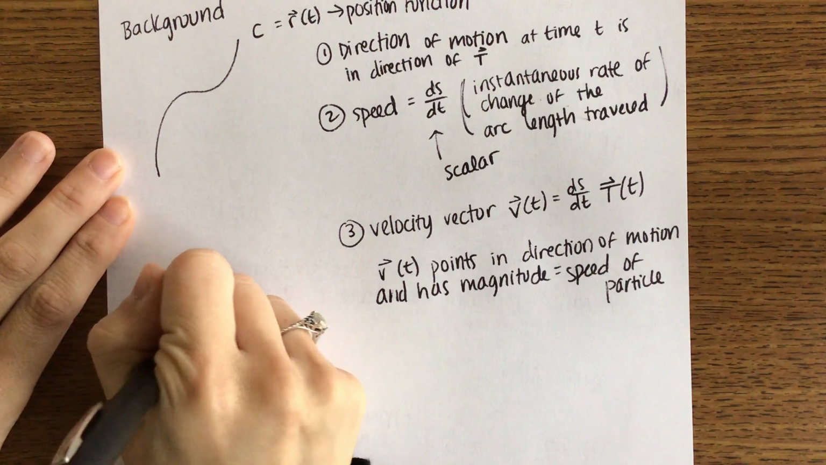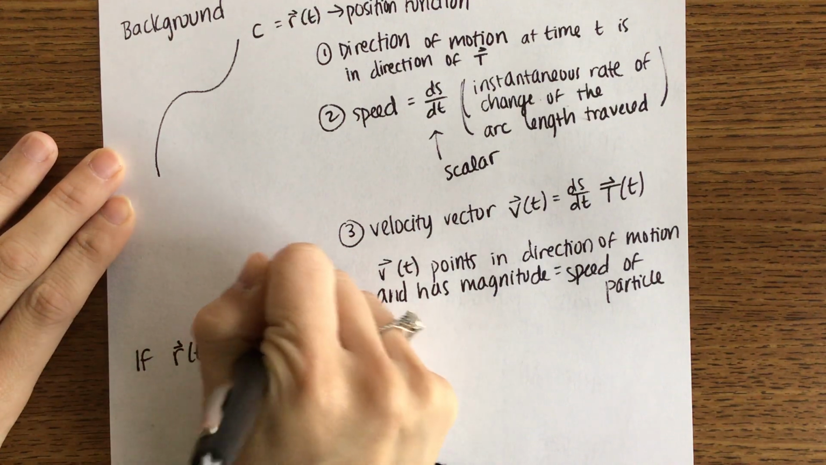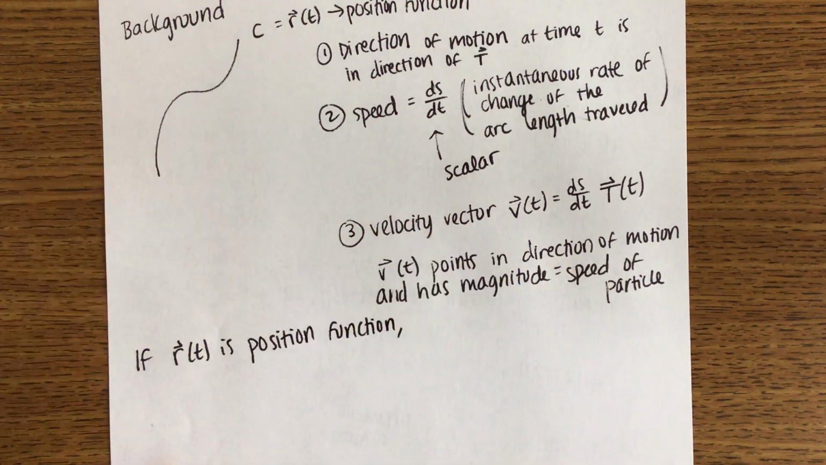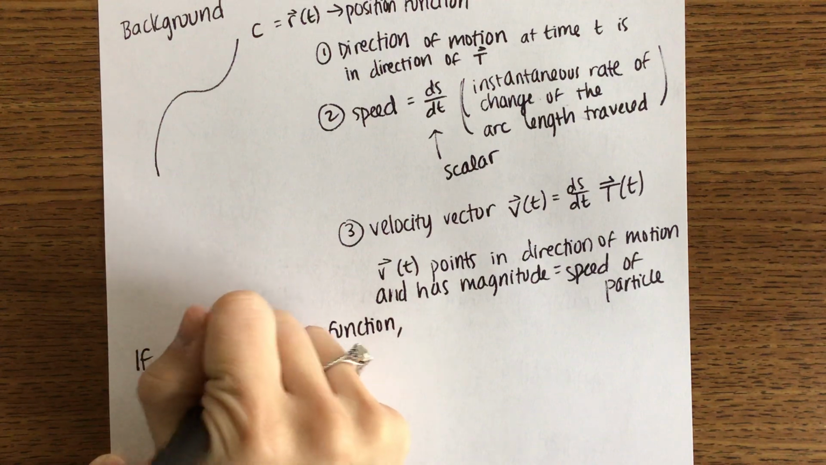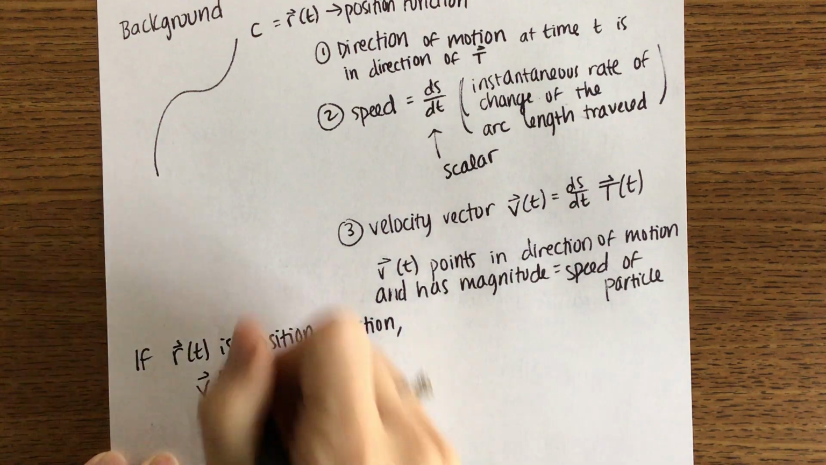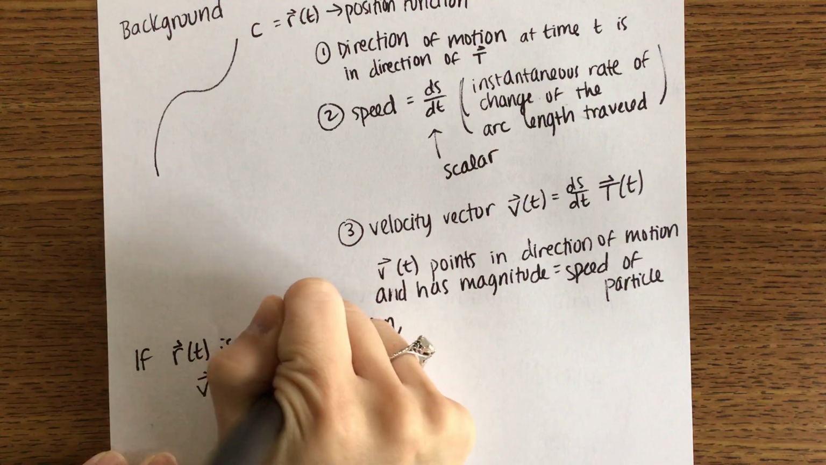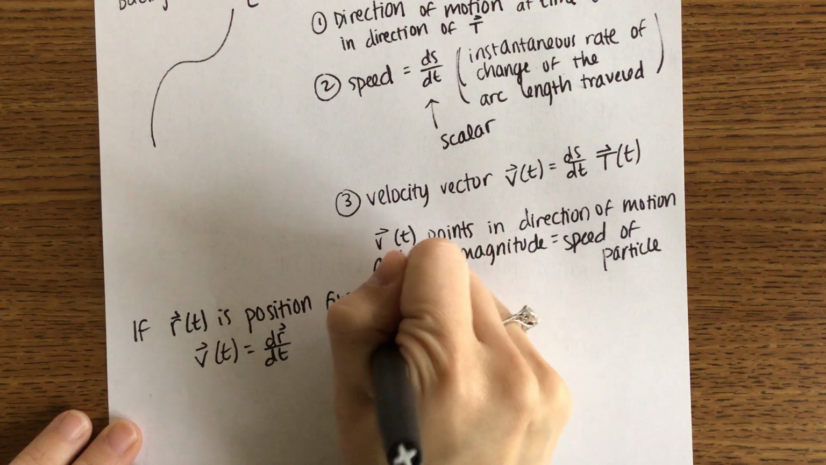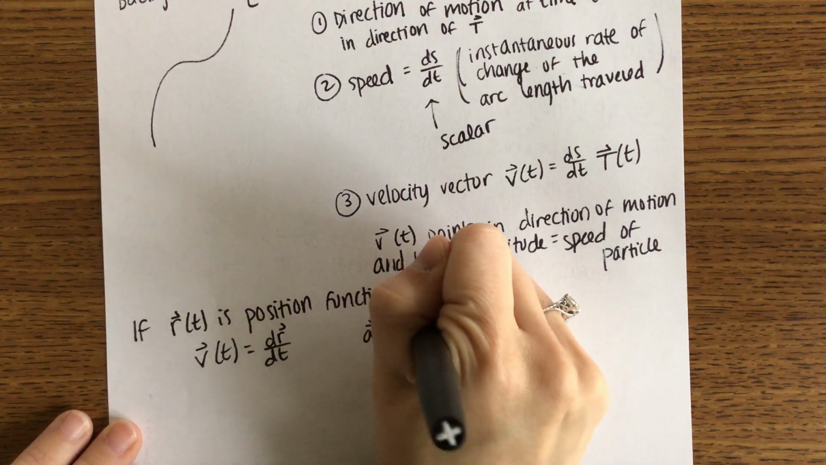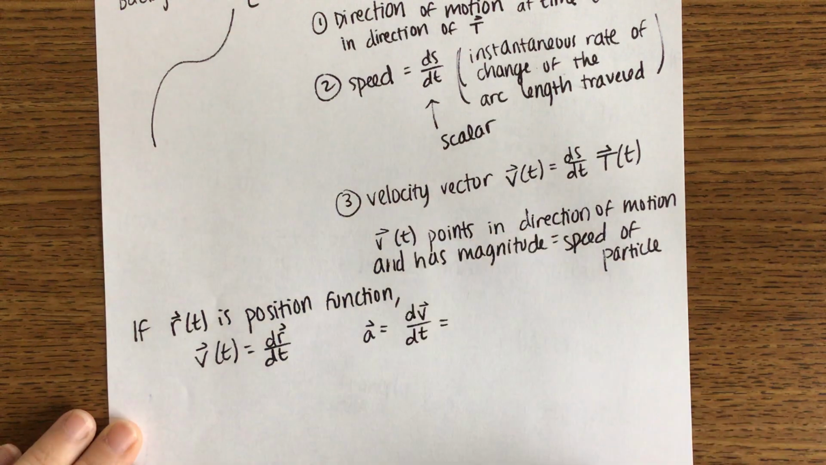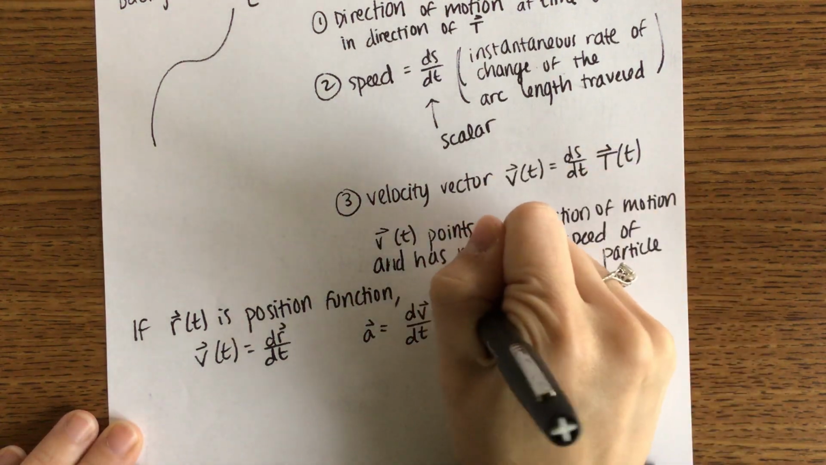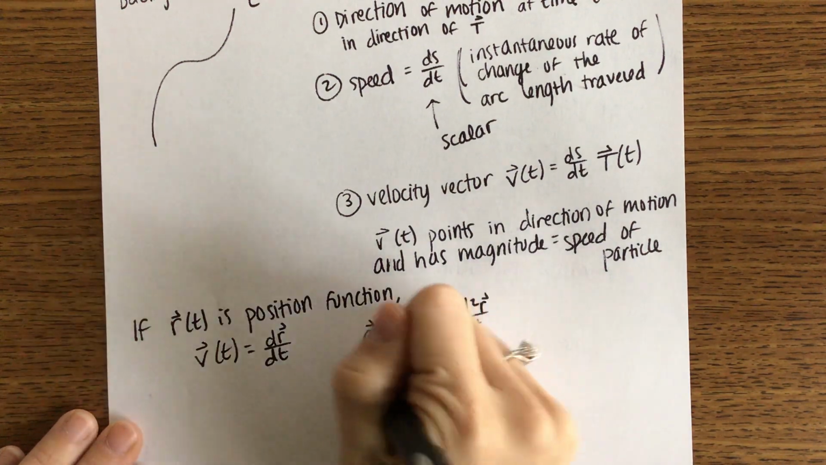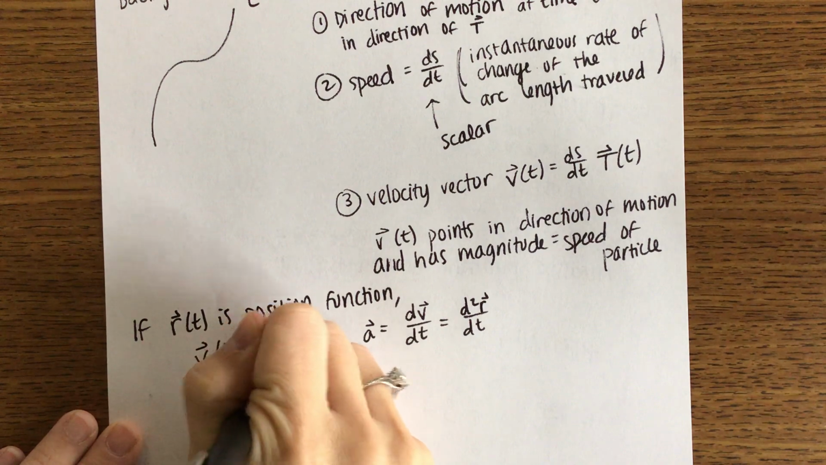So lastly, if r of t is the position function, the way you find velocity is you take the derivative of the position function with respect to t. The way you find acceleration is you take the derivative of velocity with respect to t, which is the same as taking the second derivative of the position function with respect to t. And speed is ds/dt.